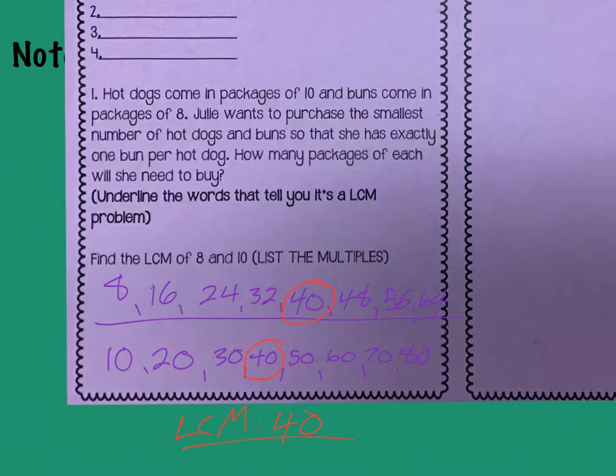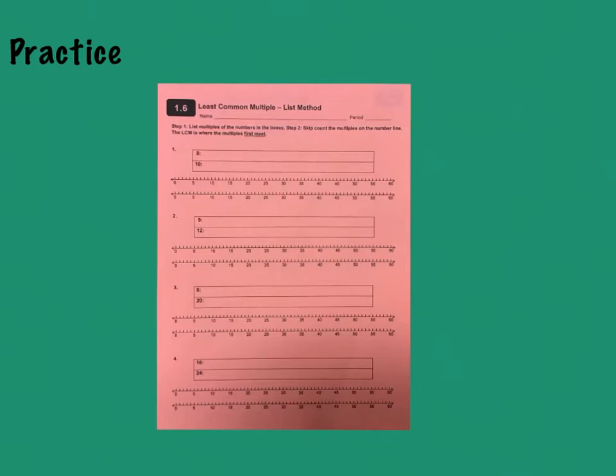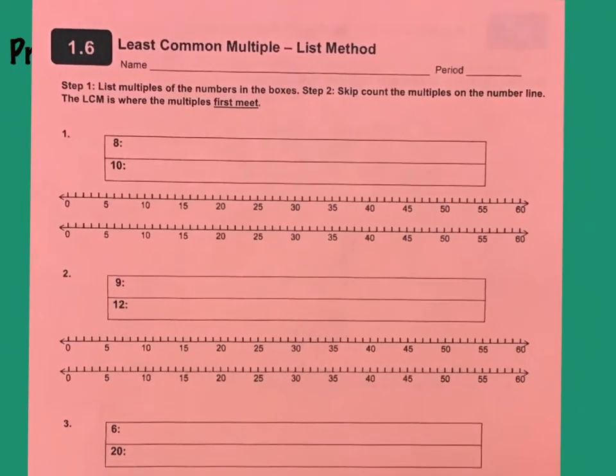Okay, so that's what we're going to do today: practice listing these out and finding the lowest common multiple. All right, so here we go. We're going to practice this list method. We just did this first one, the 8 and 10, so we already did it.